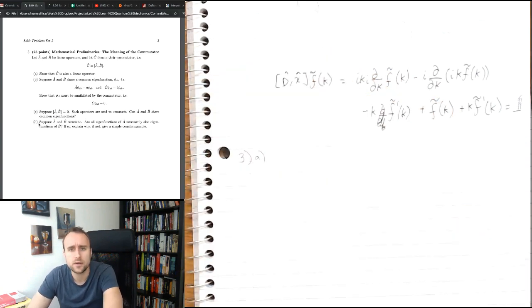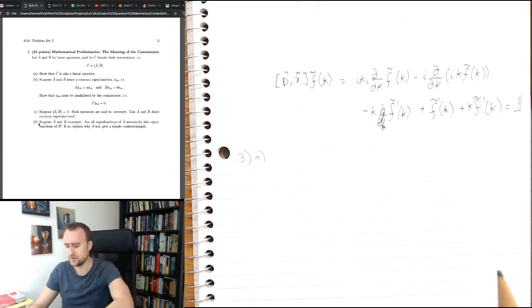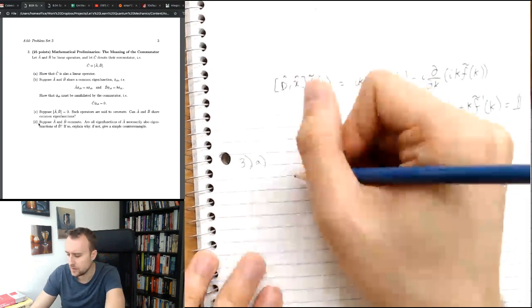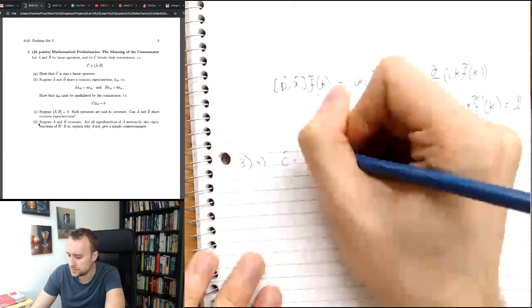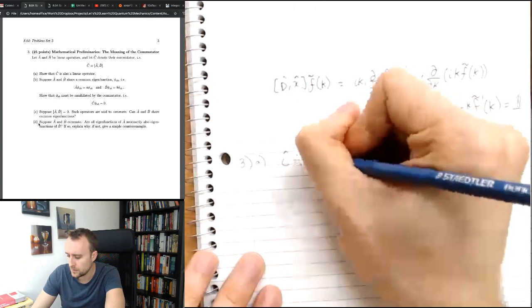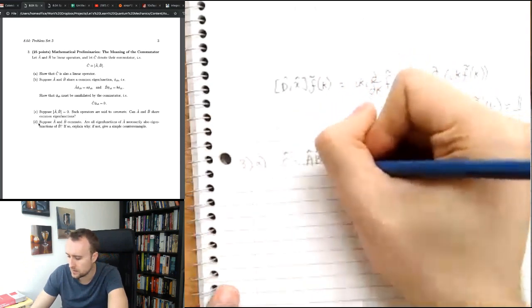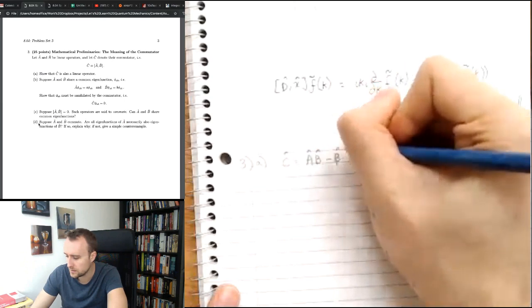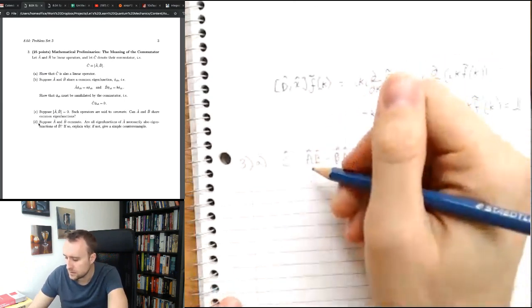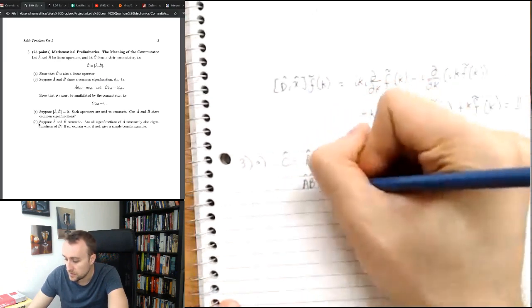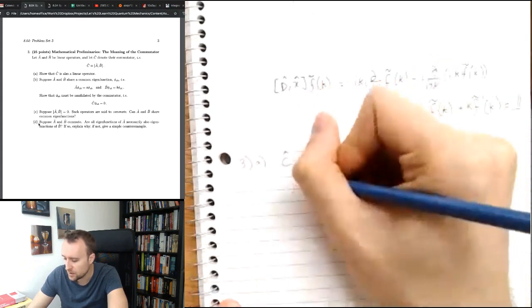Let a and b be linear operators. Let c denote their commutator so that c is also a linear operator. So by the definition, C is equal to A hat B hat minus B hat A hat, and so that is going to be A hat B hat minus B hat A hat.